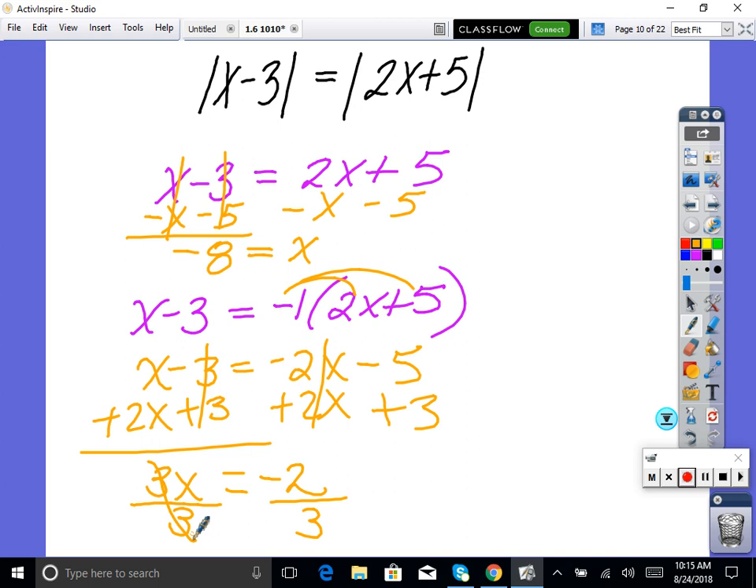So, okay. So if that is truly true, then we'll have a -8 first. We always write the smallest first in the interval notation, up to -2/3.